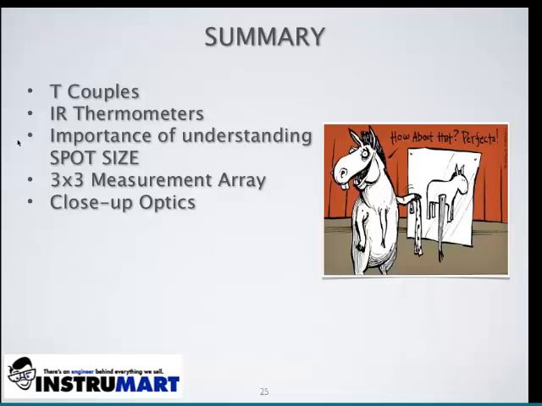Now, in order to resolve a target, we learned that it's important to have more than just one pixel. And a 3x3 grid will create an array that allows me to have at least one pixel falling squarely on my target of interest. And that will allow me to accurately measure or present a temperature value.